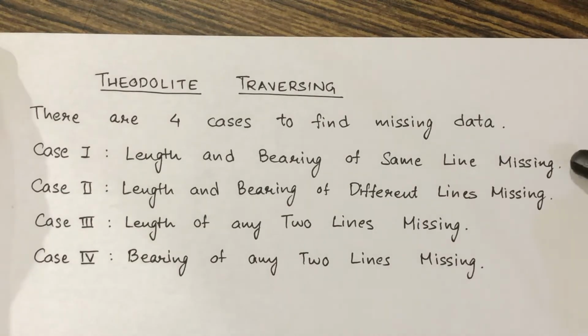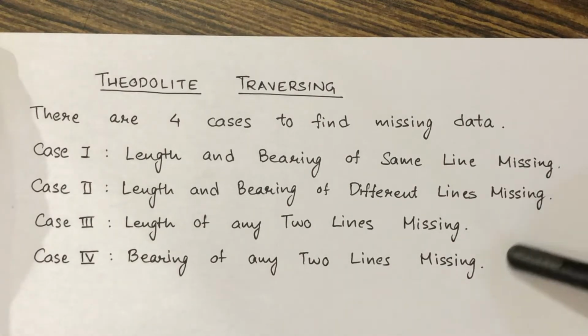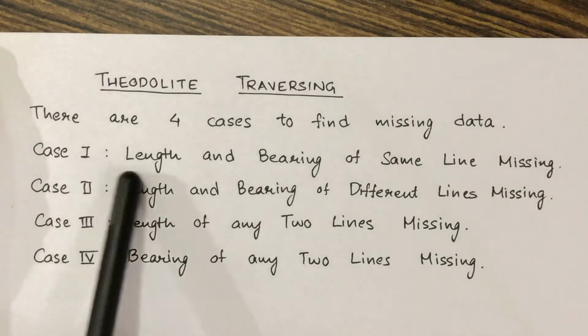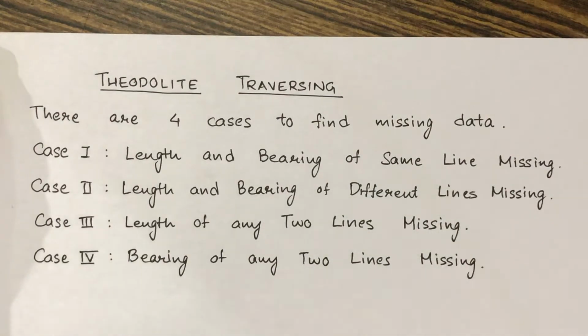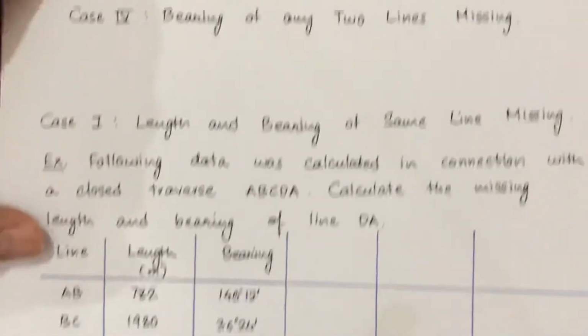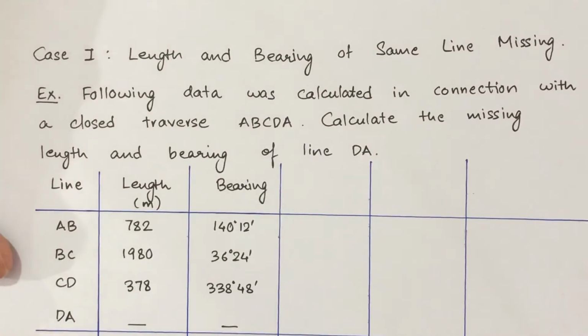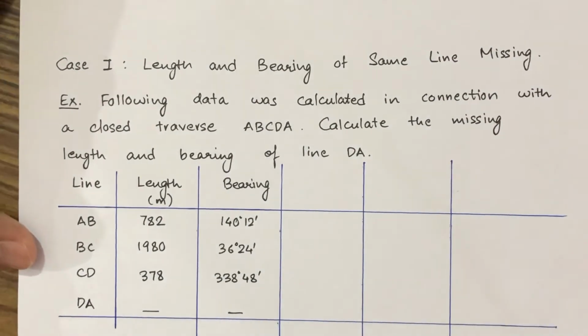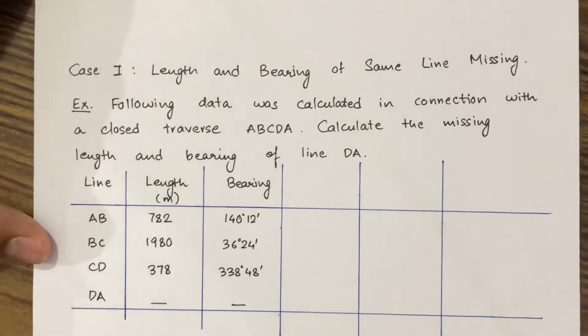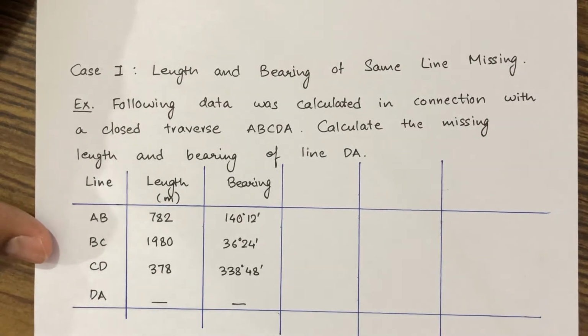So I have made separate videos on all 4 cases. This video will deal with case 1, that is length and bearing of same line missing. So we will solve a problem based on case 1. This is the problem statement.